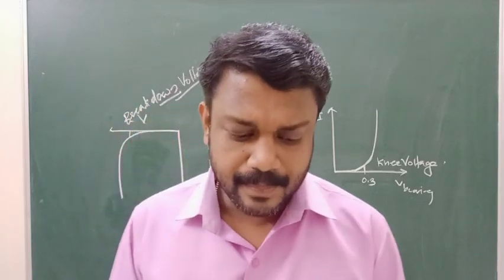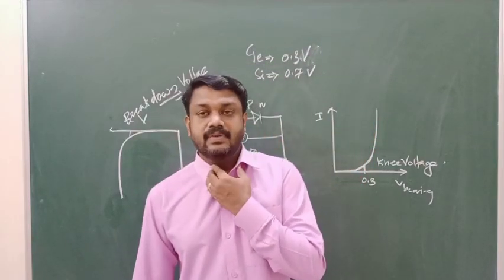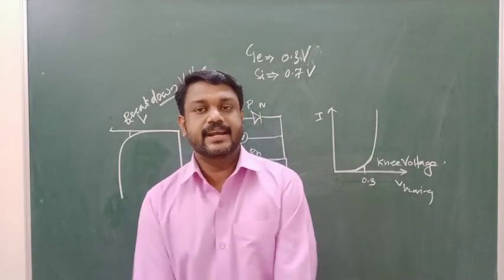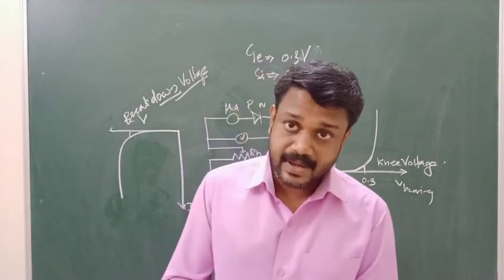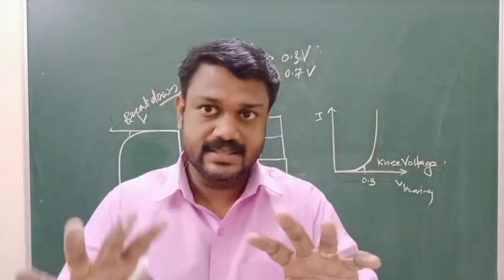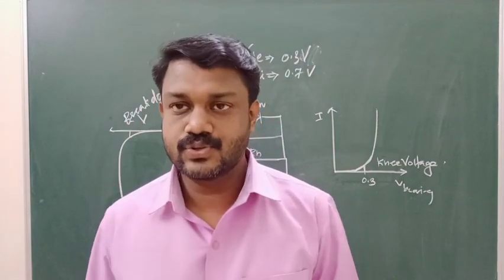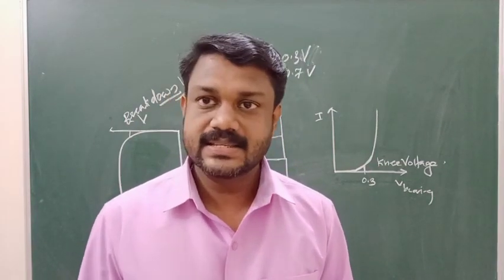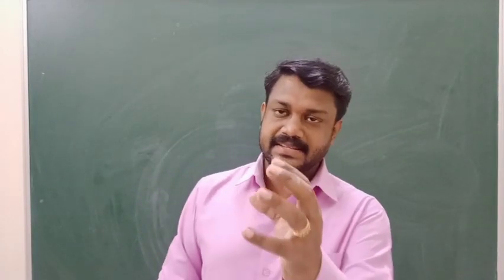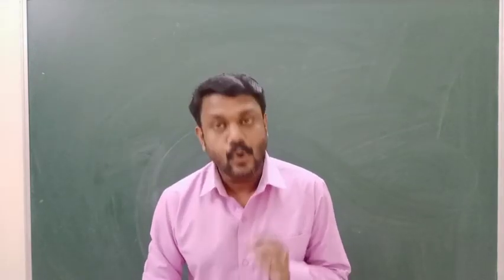From this description it is clear that whenever a PN junction is forward biased, it offers low resistance to the current flow and it is in the conducting state. When you have a reverse biased PN junction, it offers high resistance to the current flow across the junction, and in that sense it is a non-conducting state. So that is forward biasing and reverse biasing. We have seen that when a PN junction is in forward bias, it is conducting, and when it is in reverse bias, it is non-conducting.